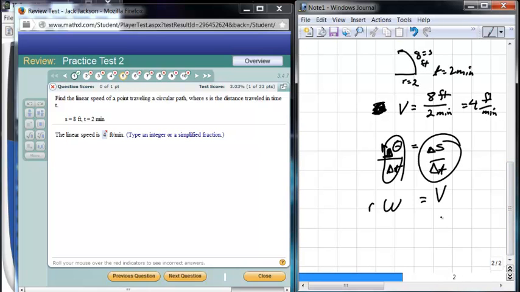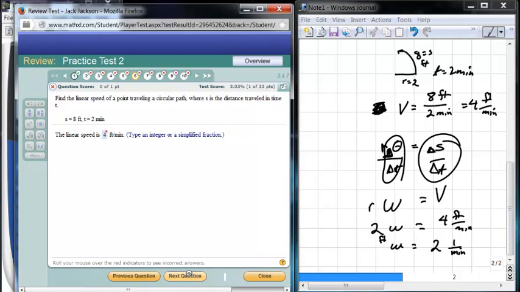So here we would have v is 4 feet per minute. And if r is 2, we can solve for omega by dividing both sides by 2. R is 2 feet, and the feet cancel, and omega is 2 per minute, which means 2 radians per minute. And of course we could convert that to degrees per minute or revolutions per second or whatever. Okay, a little extra beyond what they asked there.